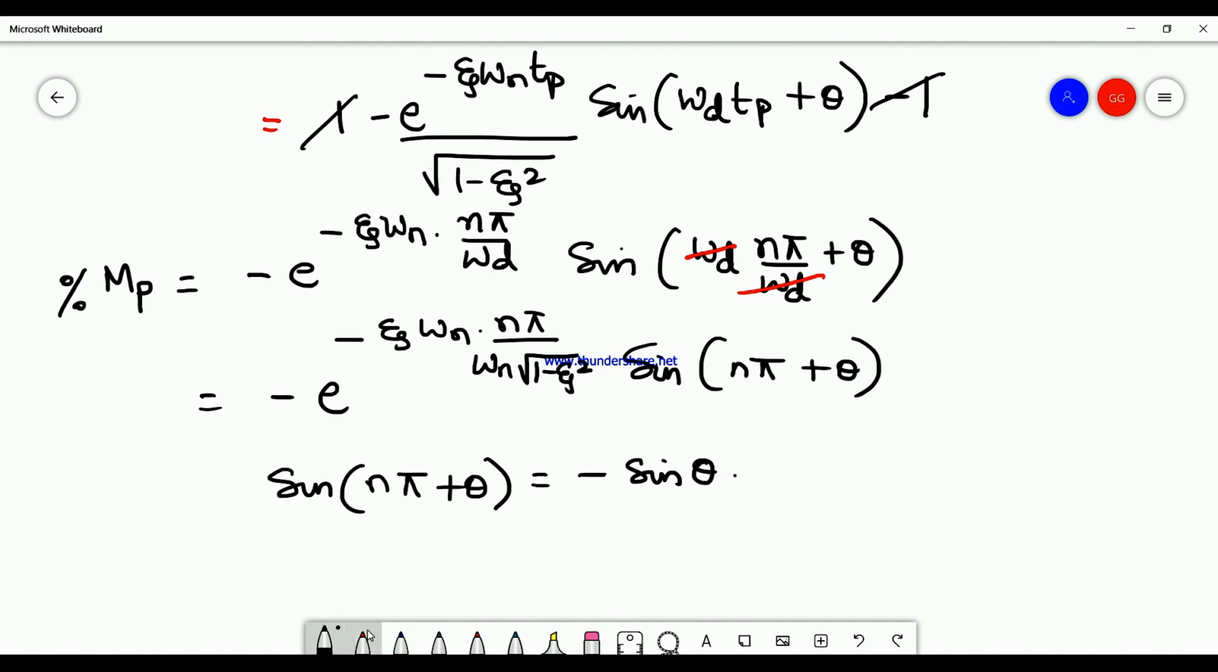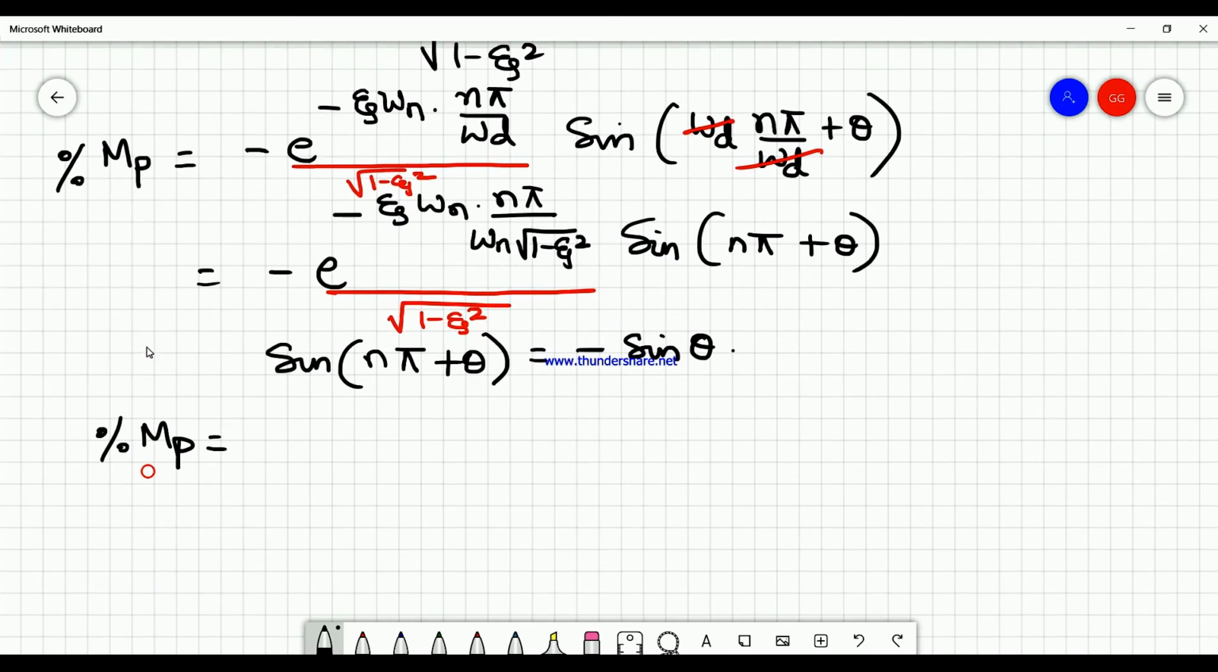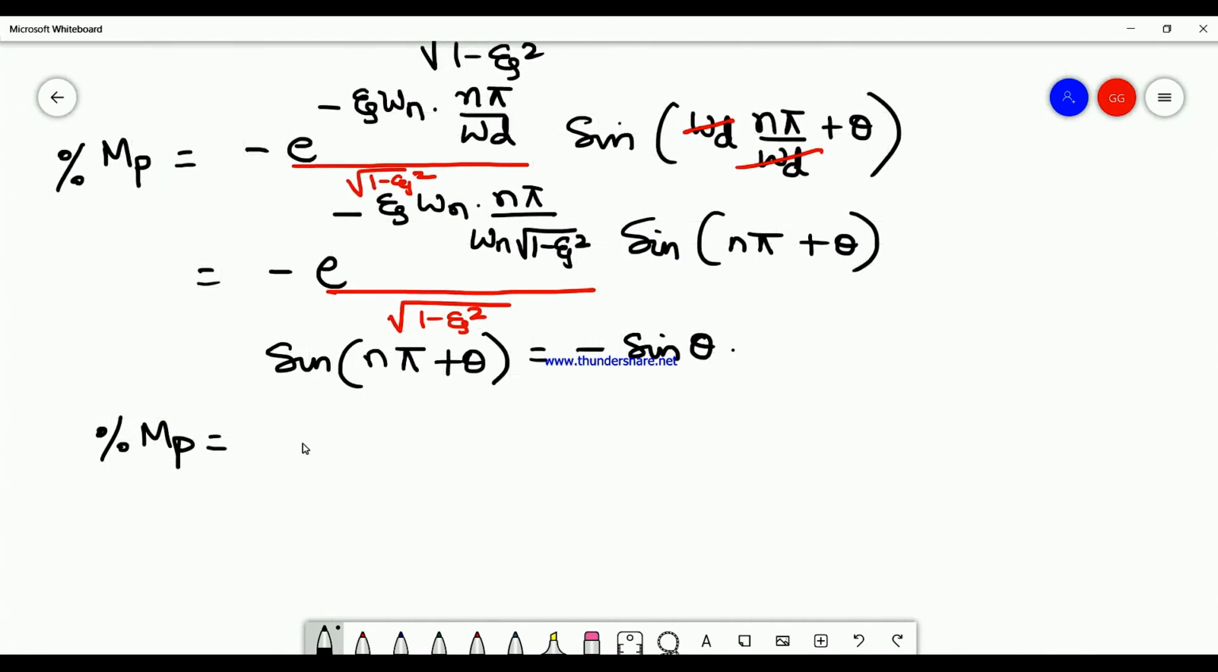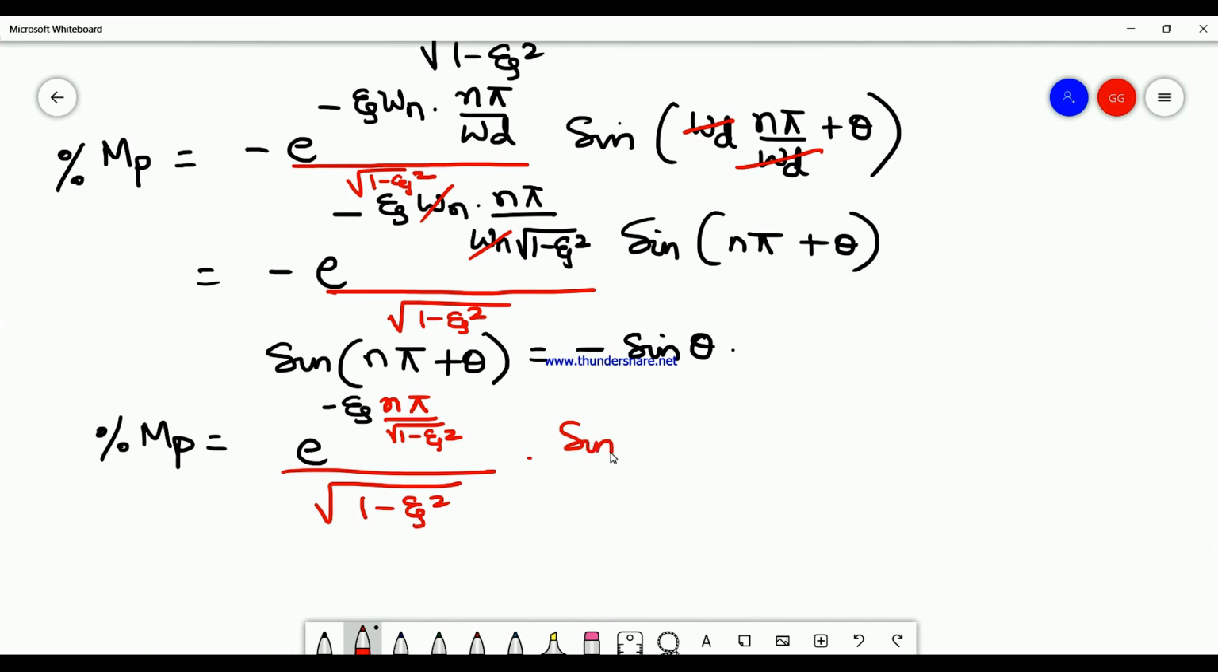I forgot to write one more term here. This whole thing is divided by square root of 1 minus zeta square. I think that is there here. So therefore, I would say percentage of MP equals: this minus and this minus becomes plus, therefore e power minus zeta, so this omega n and omega n get cancelled, n pi by square root of 1 minus zeta square, whole thing divided by square root of 1 minus zeta square into sin theta.